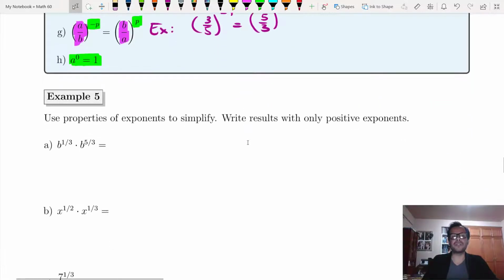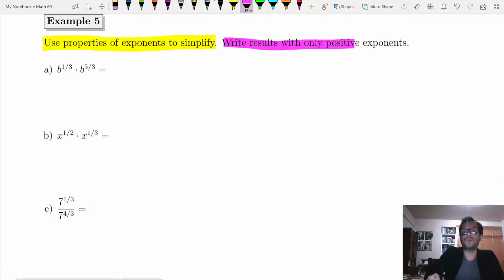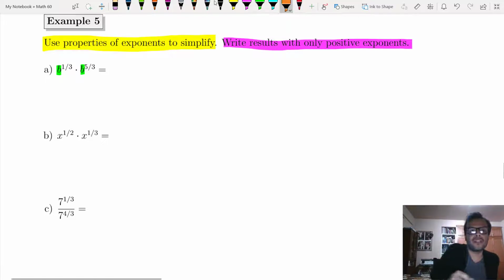Okay, let's look at the examples. Use the properties of exponents to simplify and write all results with only positive exponents, all right? What are we going to do here? In this case, let's look at the first example. And notice something interesting. Notice we have the same base b. It's the same quantity, and the operation implied between them is multiplication. So what are we going to do with the exponents?